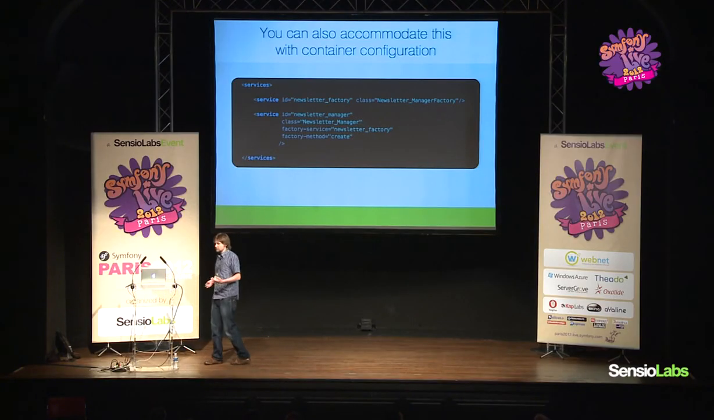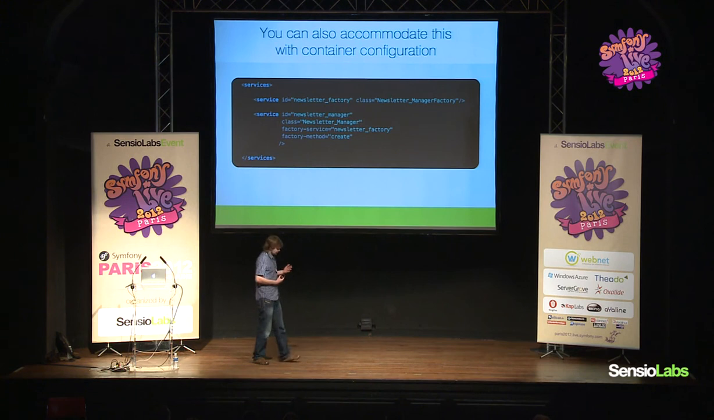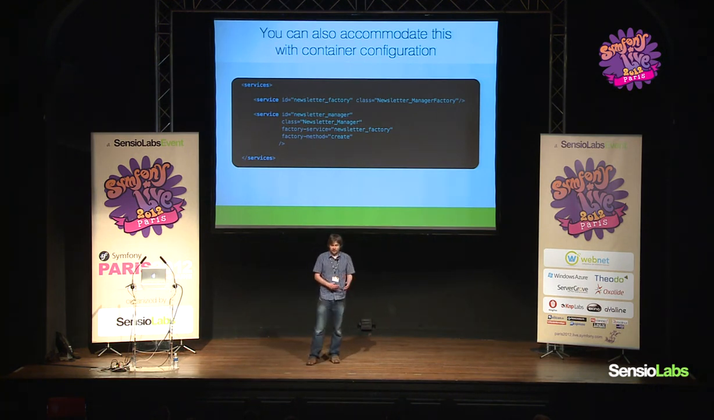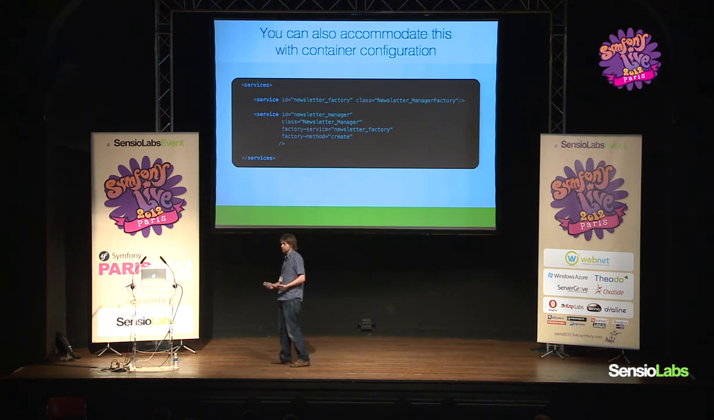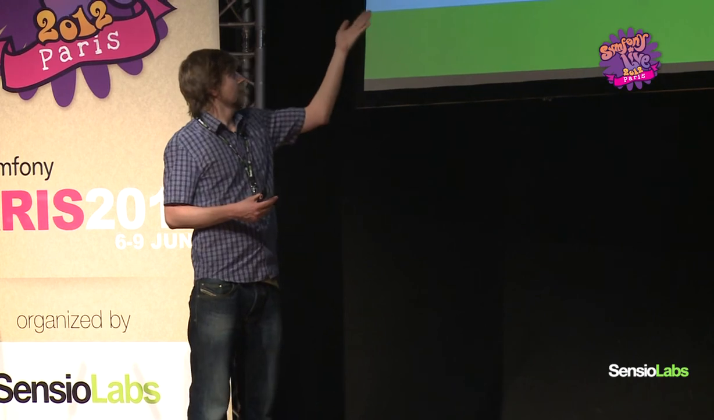Again, we can deal with this with just a few changes to our configuration. So the key here is that because we need an instance of the factory, we can create it as a service itself, because that's what the container does for us. It creates instances of services when you need them. So we make the newsletter factory itself a service, and then refer to that service. So instead of factory class, we're using the factory service attribute and the method again.